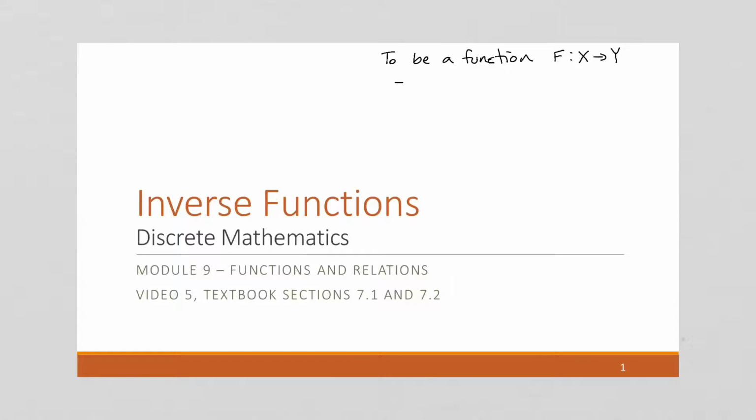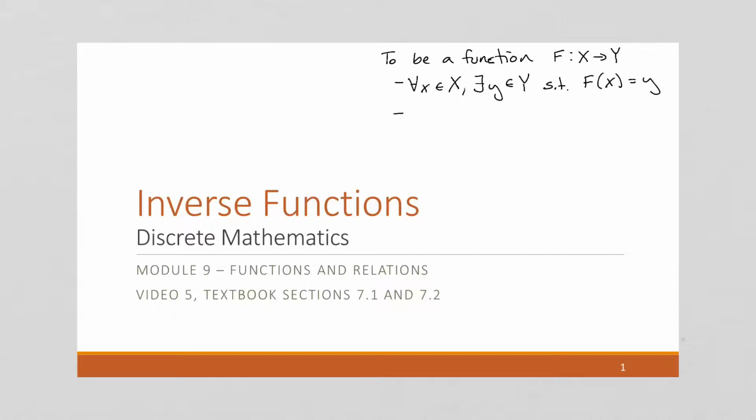And the first is for all x in X, there must exist a y in our codomain, Y, such that f of x equals y. So in other words, every element in our domain has to have a matching element in the codomain.